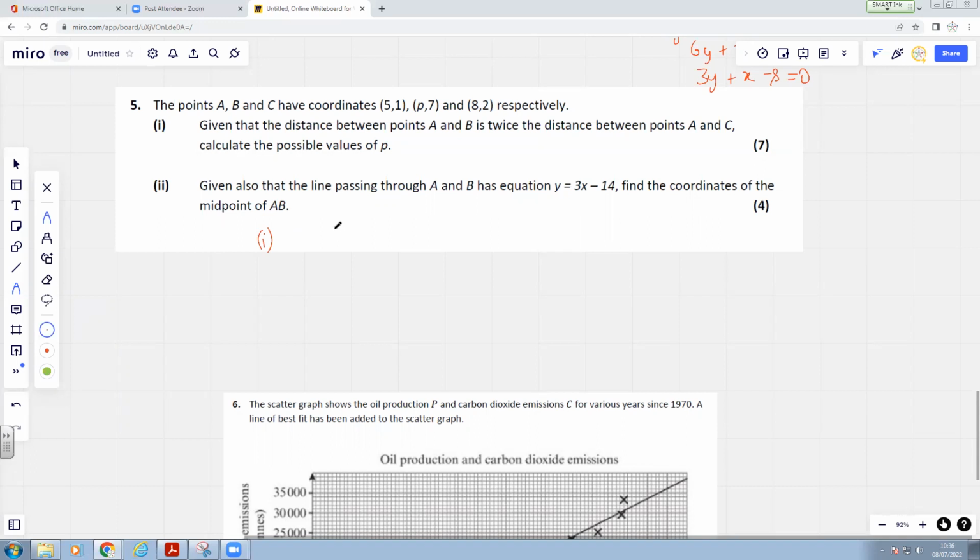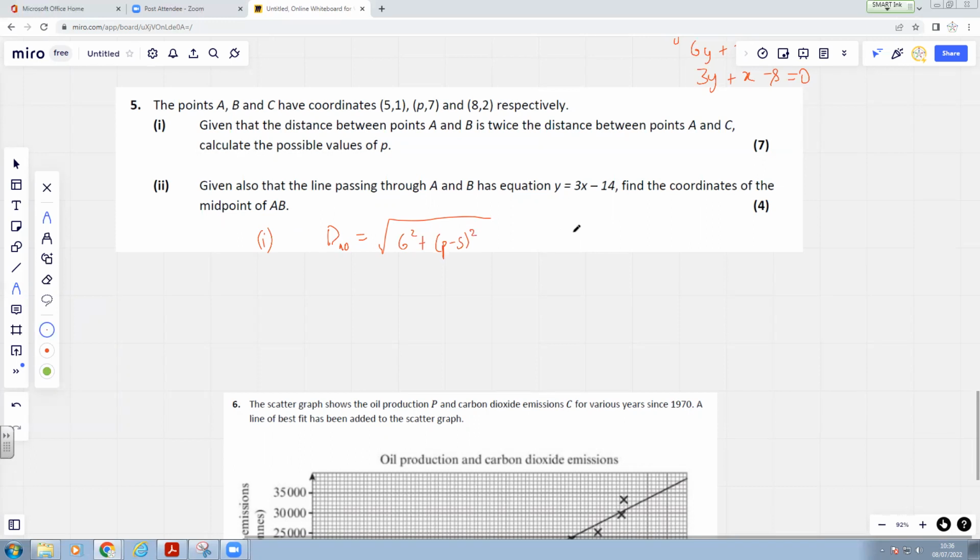Okay, let's find the distance between A and B. I'll call this distance of A and B, so dAB. Okay, that's going to be the square root of 7 minus 1, which is 6 squared, plus p minus 5 squared, yeah? And I'll just leave it like that for the moment.